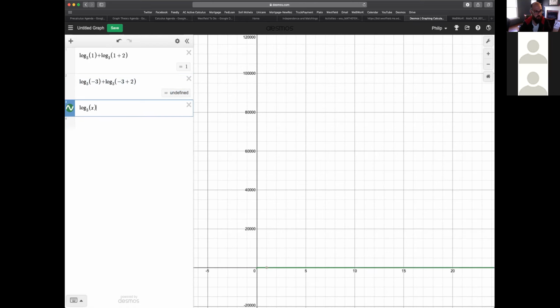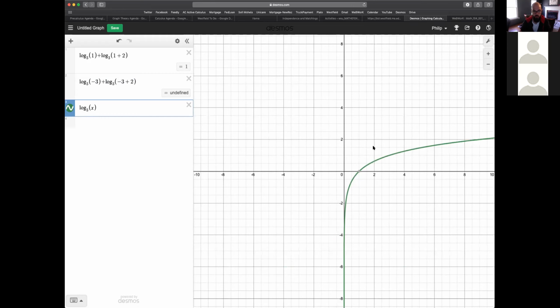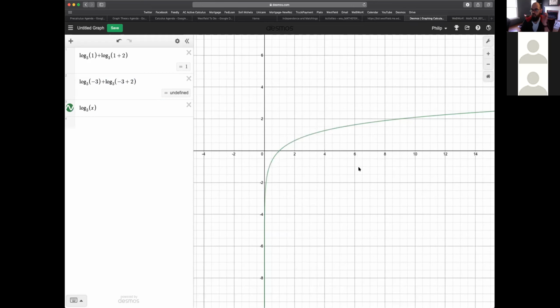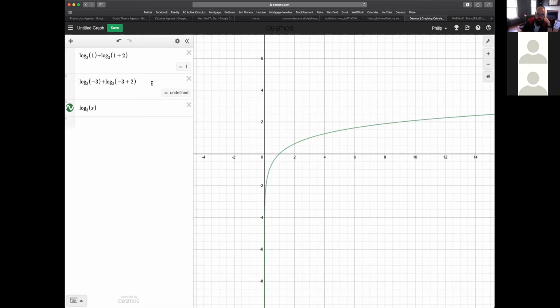And so if I look at my function log base 3 of x, let's change our zoom here. What we'll see is it looks something like this. This is a logarithm function, and there's nothing over here. Notice how the green line stops at zero, and I don't actually get any answers over here. And so I can't actually plug negative 3 into my logarithm function. The domain of the function is only positive numbers.